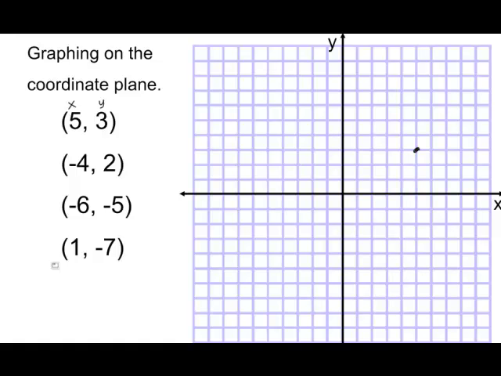Okay, negative 4, 2. Well, negative 4 means I'm going to the left 4. Positive 2 means I go up 2. So there's that point. Negative 6, negative 5. So I'm going to go to the left 6, and down 5. And then finally 1, negative 7 means to the right 1 and down 7. Okay, notice I got all 4 quadrants. 1, 2, 3, and 4.